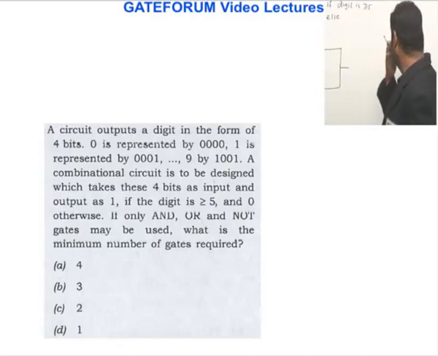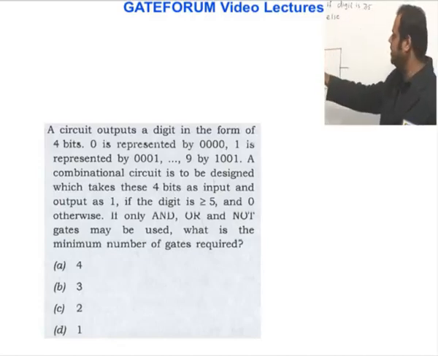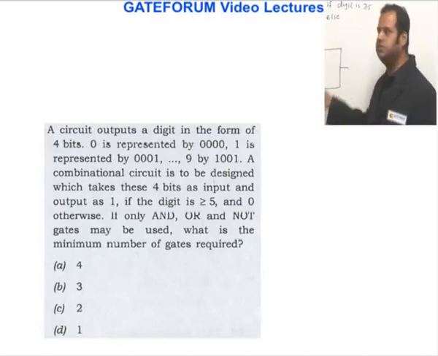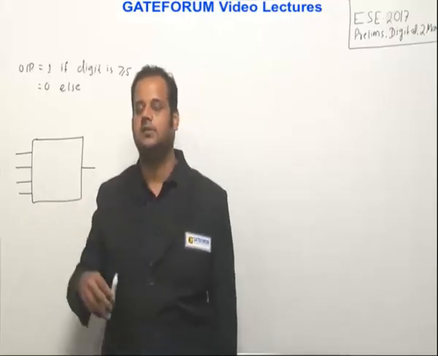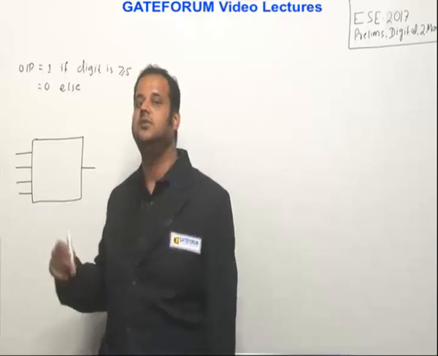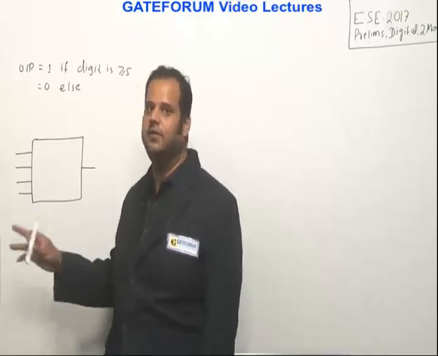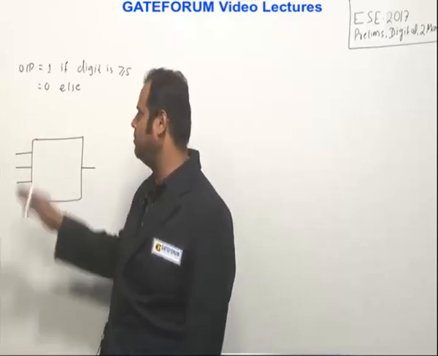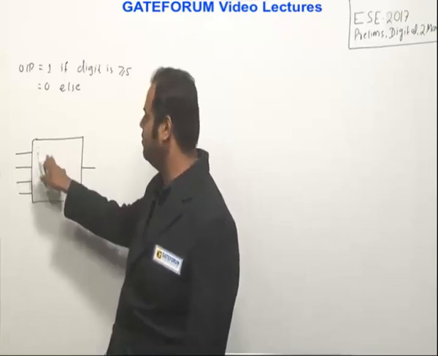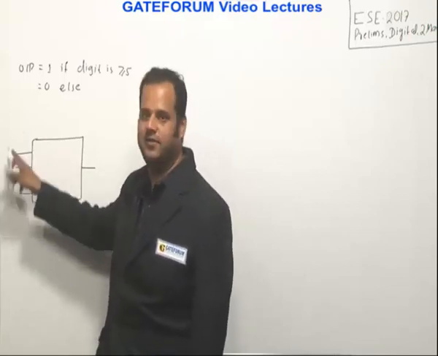So basically what they are saying is, there is some digital device which is producing some 4-bit binary numbers. Like if the decimal number is 1, it is producing 0001. If it is 9, it is producing 1001. So those numbers are being fed to a combinational circuit. So these are the 4 bits.